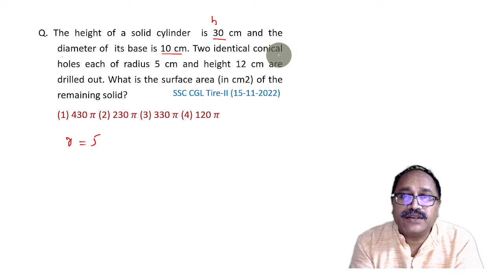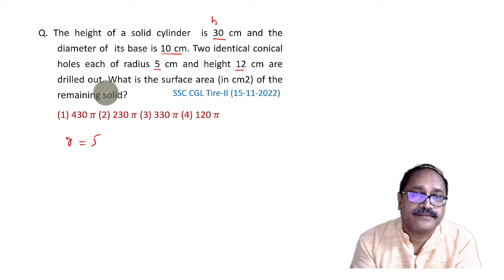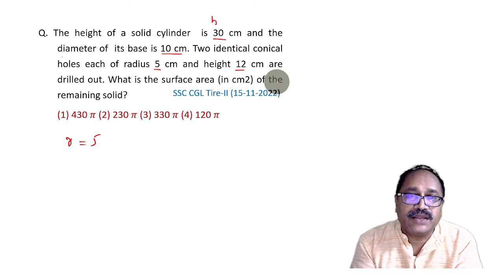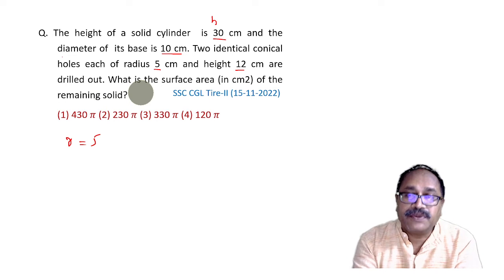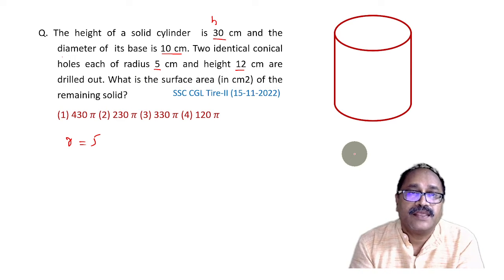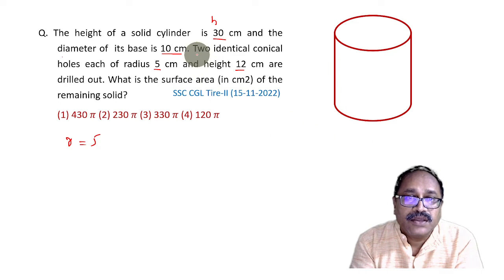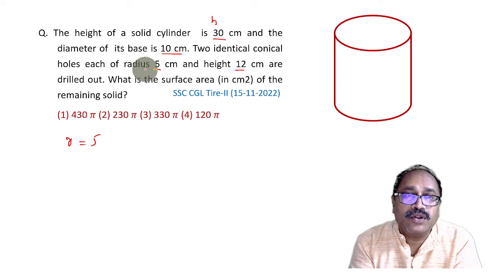Now two identical conical holes, each of radius 5 centimeter and height 12 centimeter, are drilled out. Now, what is the surface area of the remaining solid? So the picture goes somewhere in this way. It's a cylinder, and in this cylinder you have drilled two identical conical holes with the same radius 5.